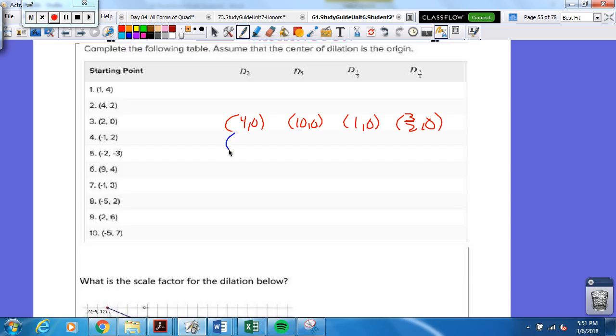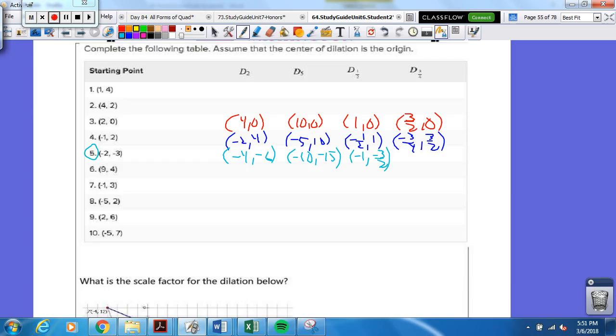Number 4, we have -2, 4. We have -5, 10. We have -1/2 and 1. And we have, ooh, hopefully you got this one, -3/4 and 3/2. There you go. Last but not least, what do we got? Oh yeah, number 5. So we got -4, -6. We got -10, -15. We have -1, -3/2. Yeah, you divide -3 by 2. And then we have, last but not least, -3 over 2. And we have 9/4.